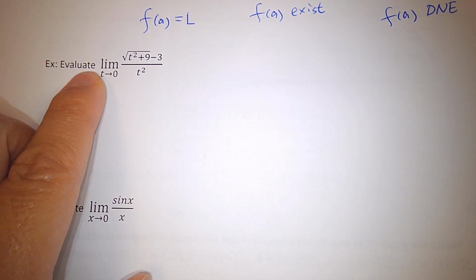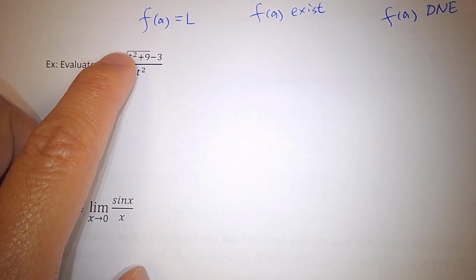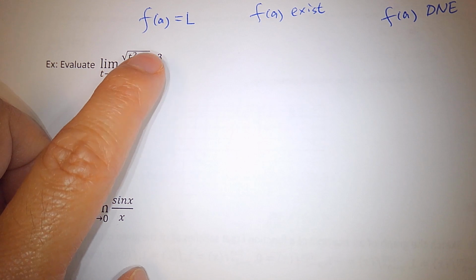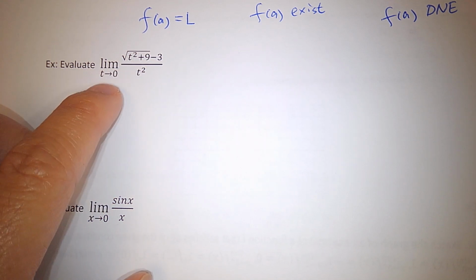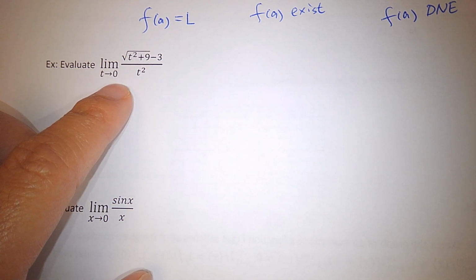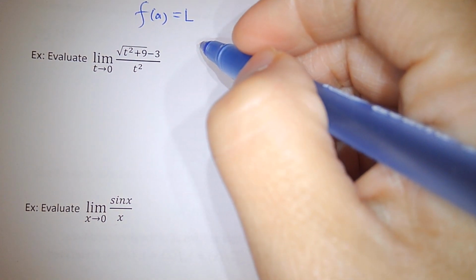All right, now let's look at two examples about how to evaluate limits, okay? So this is: compute the limit of the square root of t squared plus 9 minus 3, divided by t squared, when t approaches 0. So how can we do the problem? What is your first guess?